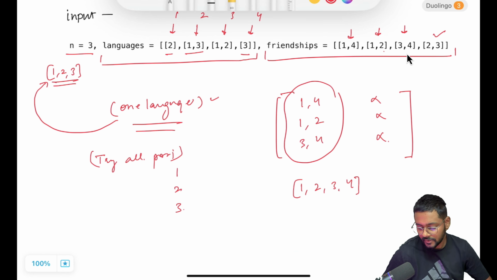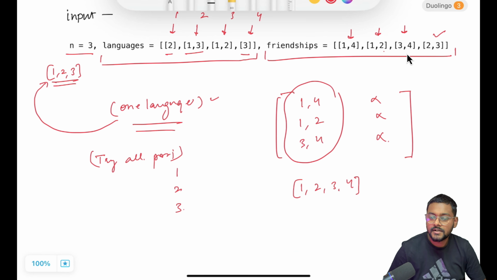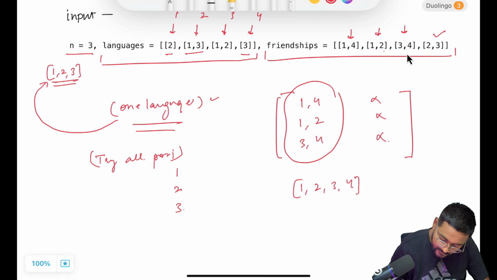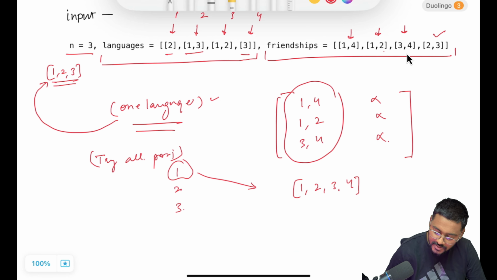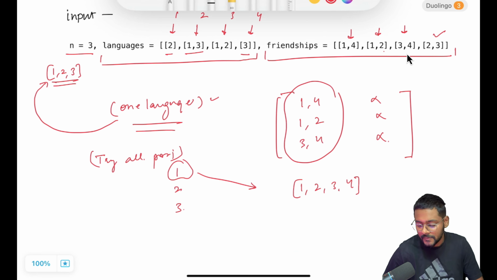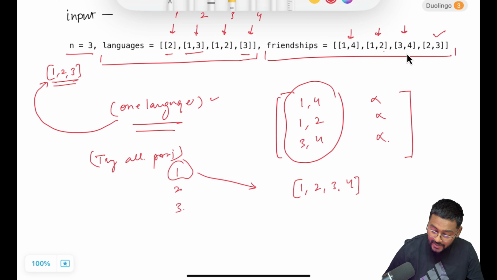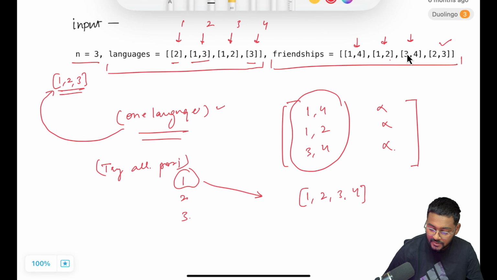These are the people with ID 1, 2, 3, 4. We have to teach that language. Let's say that language is this, and we have to teach this language to these many people and see whether they can communicate with each other or not after that. The language list is already having a set of languages that a person already knows. When I'm choosing 1 as a common language, when I come to 1, this one does not have that language. So I will teach this one the language.